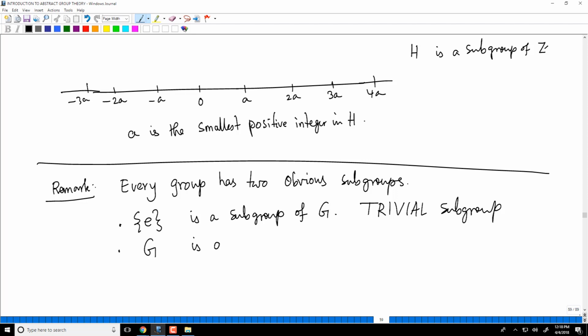G is also a subgroup of G, because it is certainly a group. It is closed under the binary operation by definition, it has inverses, it has the identity. So it is the full group. These are not interesting. Typically we are interested in subgroups which are neither the trivial subgroup nor the full group.